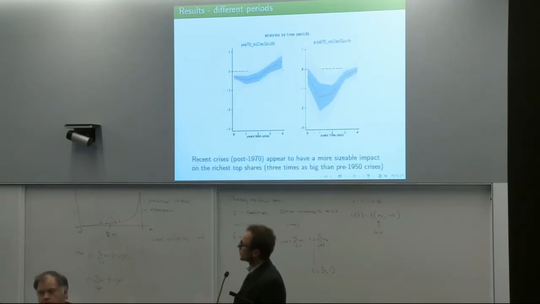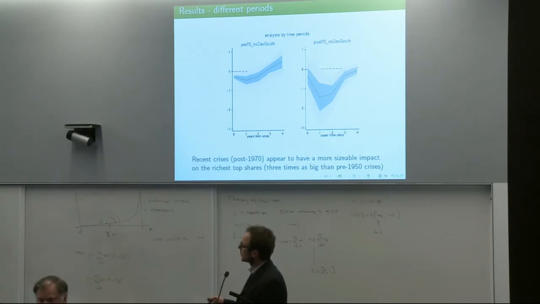If we get rid of the developing countries and Southern European countries, and if we split the sample between post-1970 and pre-1970 sample, what really happens is that recent crisis seems to have an impact on top income shares which is 3 times as big as the earlier crisis. However, the bottom line is that the magnitude of this impact and the duration of this impact is very small.